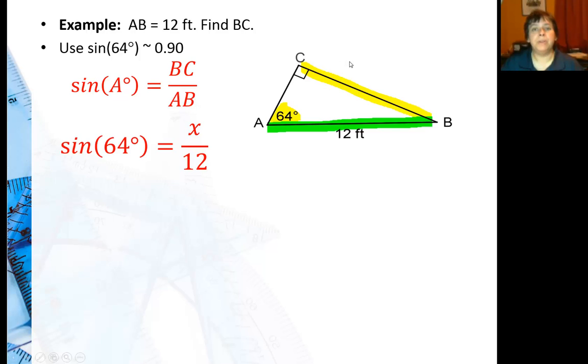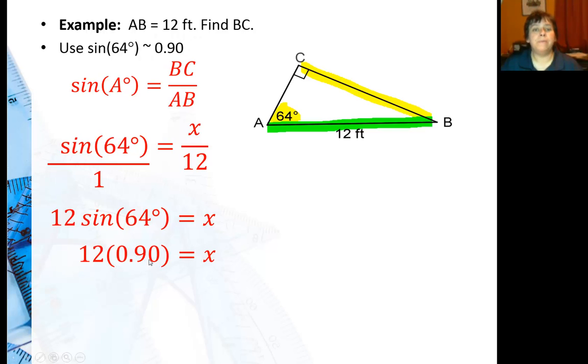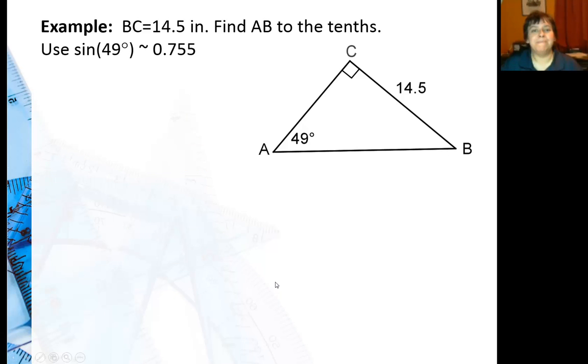Substituting in, I'm just going to put an x for my unknown side here. So sine of 64 is x over 12. Put 1 under this side to make it easier to cross multiply. And I get 12 times sine of 64 is x. Since you may not have a calculator, I put this number up here for you. And you can go 12 times 9/10, and you get 10 8/10 of a foot, 10.8 feet.